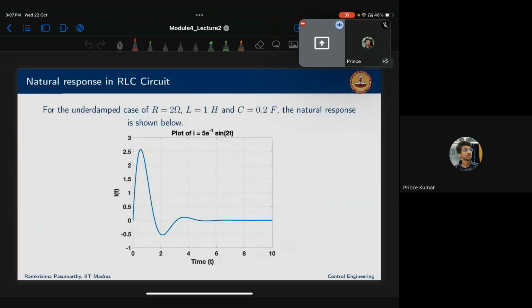Now if you see, for these three values of RLC, the response is damping in nature and finally it is getting settled to 0. Again, if you see, up to 6 the behavior is something different, and after 6 onwards the behavior is steady state. Here we call this the transient behavior and this the steady state behavior. So this is the natural response of the system.